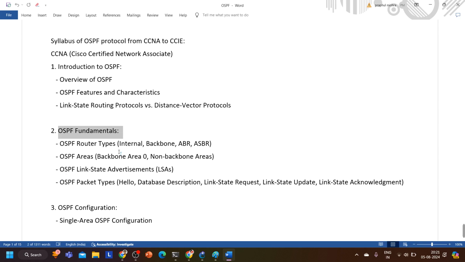Whenever a link goes down and if a feasible successor is not available in the topology table, then the router is going to generate a query message. The use of query message is to inform the neighbor that I lost the path.